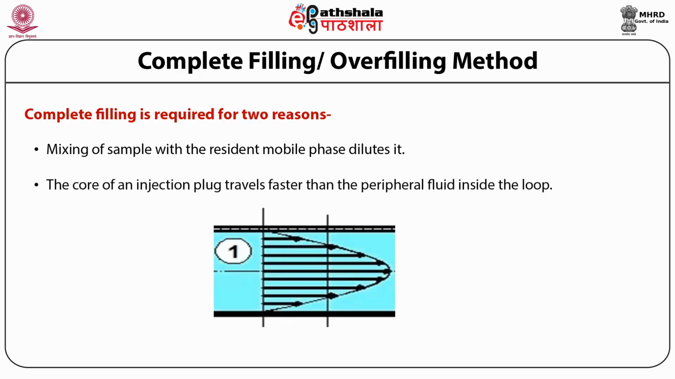While traveling through the loop, the velocity profile of sample fluid is parabolic. That is, the velocity is higher at the center of the tube, about twice of the average, while it is zero at the walls. In other words, the core of an injection plug travels faster than the peripheral fluid inside the loop. This can be seen in the figure.